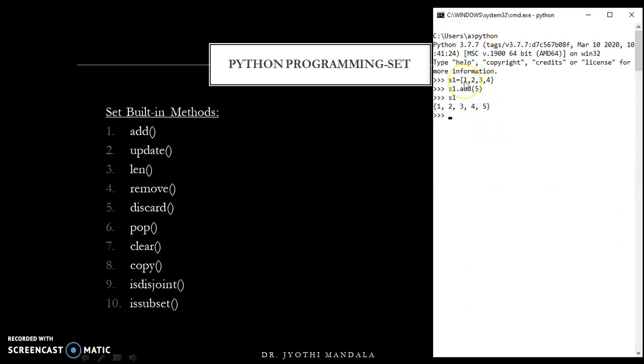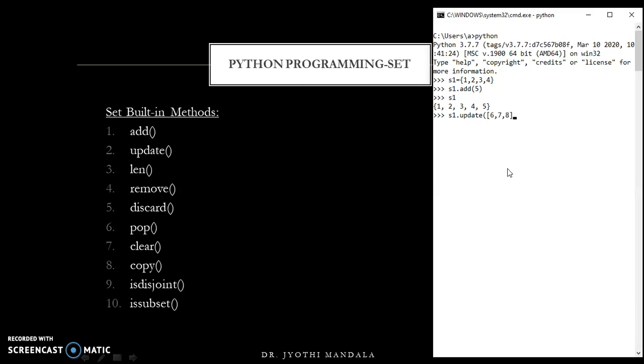Remember, we can't change these values 1, 2, 3, 4, but we can add new values. If you want to add one value, you can use add. But if you want to add more than one value, then you can use the update method, where you need to mention, as part of the update built-in function, s1.update, and in the brackets you specify the values you want to update.